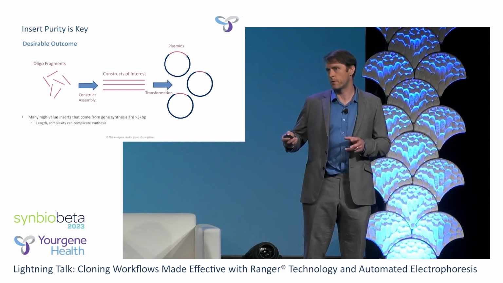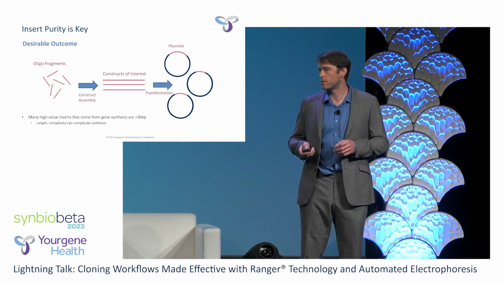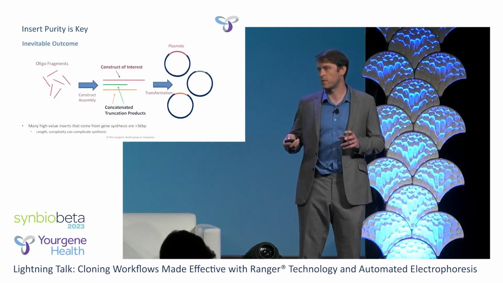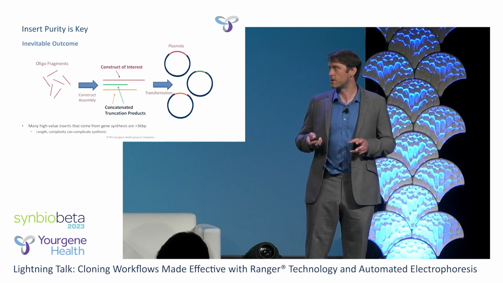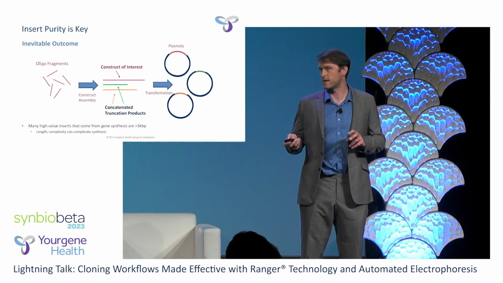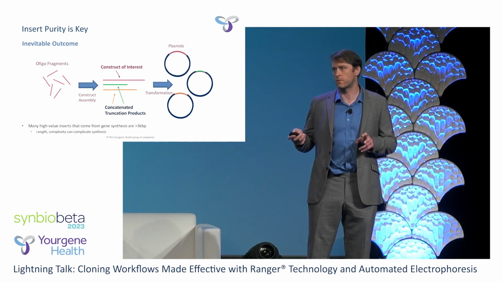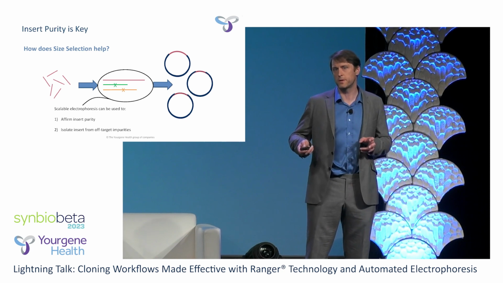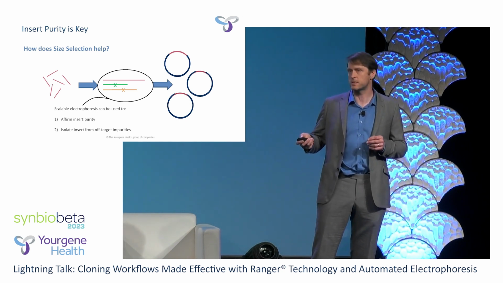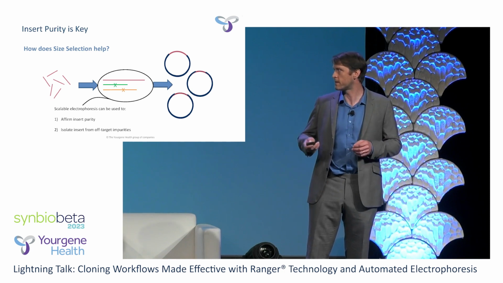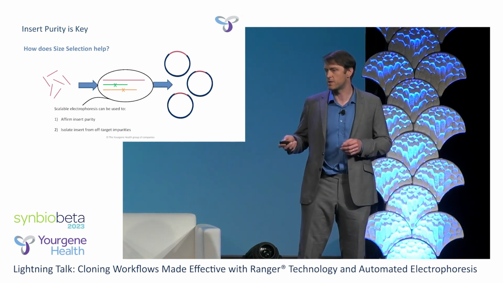Unfortunately, though, as we push the technical edge of what we can do, sometimes that stitching process doesn't work fully as expected, and we can get impurities, truncation products, concatemers, and such. And so it's important to identify those cases. And we can do that through an electrophoretic analysis to determine if there are impurities. And if there are those impurities, we can also use electrophoresis to salvage those reactions where we can actually keep the full-length insert and get rid of those truncation products.